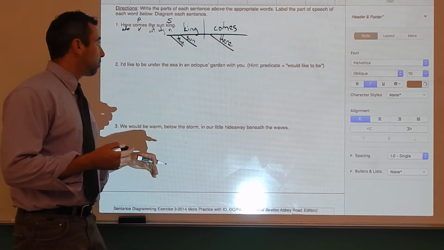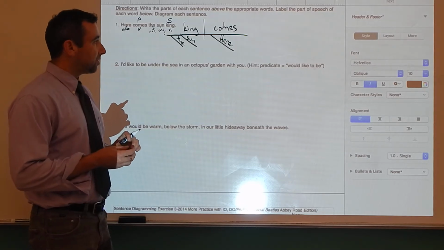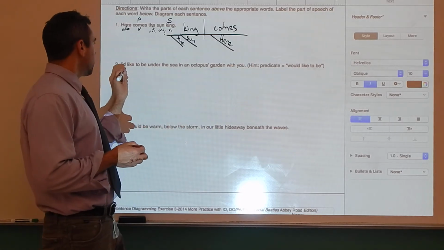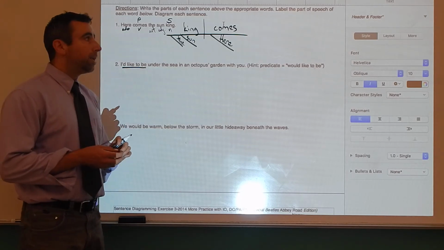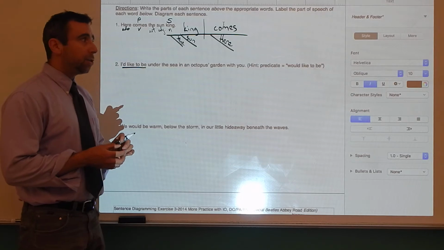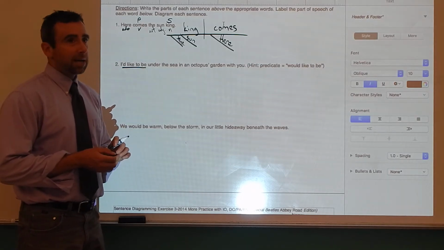Here's the next sentence, which we'll do bit by bit. I'd like to be under the sea in an octopus's garden with you. And we got a hint here. The predicate is would like to be, which is right there. Okay, what we do next is this. What we do next is you pause the video, identify all the prepositional phrases, and then get back to me.